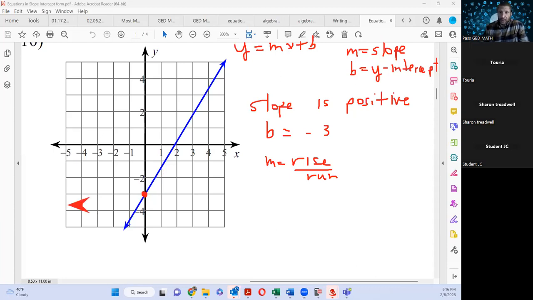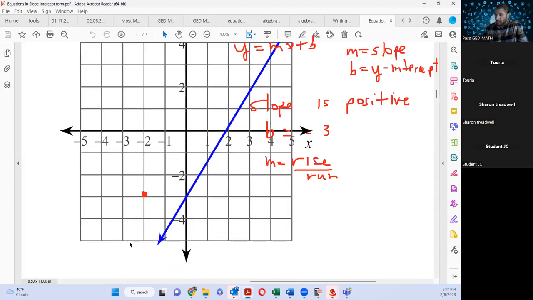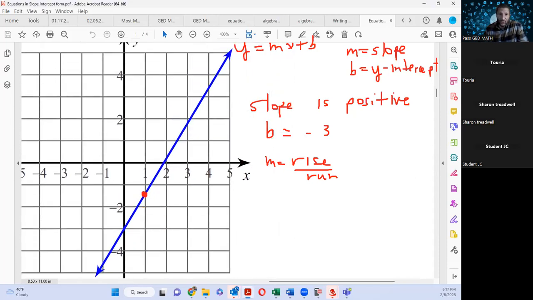This point has to be directly on the line. 1, 2, 3. I don't know why I'm having problems increasing the zoom. There we go. Now I can see it. Now, if you notice, I'm going to have to move this dot. I'm going to have to move my point first. Hold on, give me a quick second. Let me move this back down here.